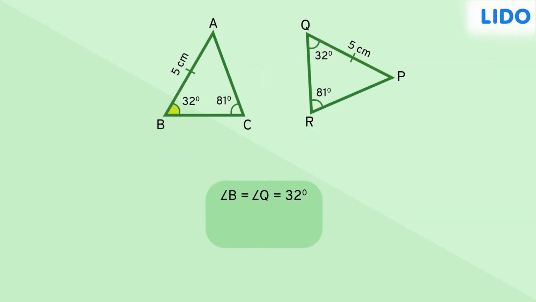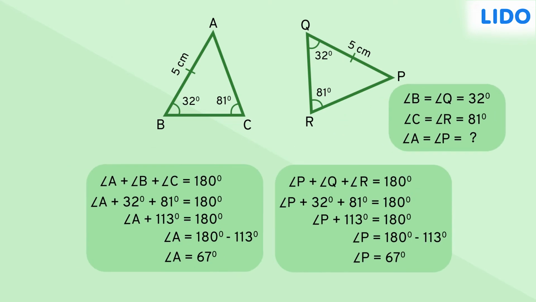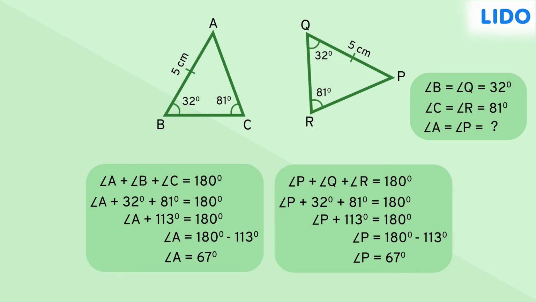Here, angle B equals angle Q. Both are 32 degrees. Also, angle C equals angle R. Both are 81 degrees. What about angles A and P? We know that the sum of all angles in a triangle is 180 degrees. So, both angle A and angle P are equal to 67 degrees. Great! Now, we know all the 3 angles and one side in each triangle.